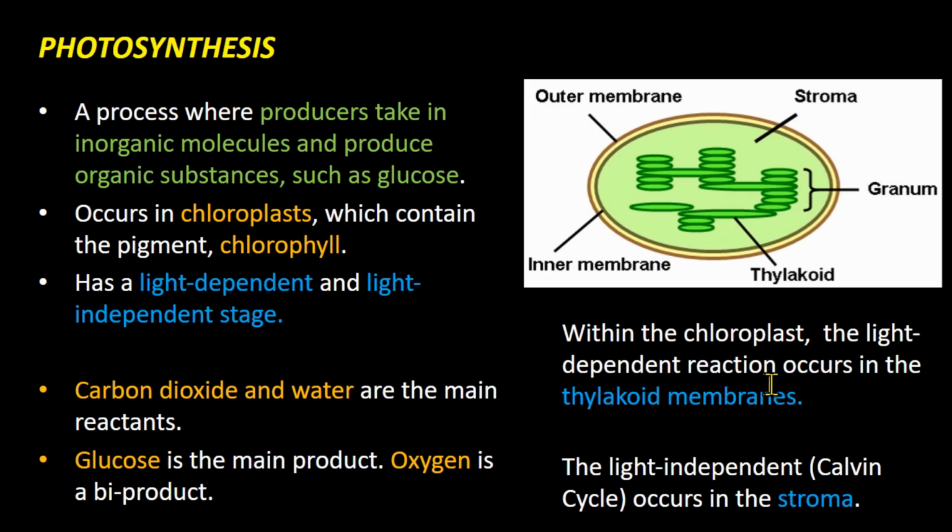So within the chloroplast, the light-dependent reaction occurs in the thylakoid membranes. A stack of these is called a granum. It kind of looks like a stack of green pancakes. The light-independent stage, or the Krebs Cycle, occurs in the stroma, which is like the background material of the chloroplast.